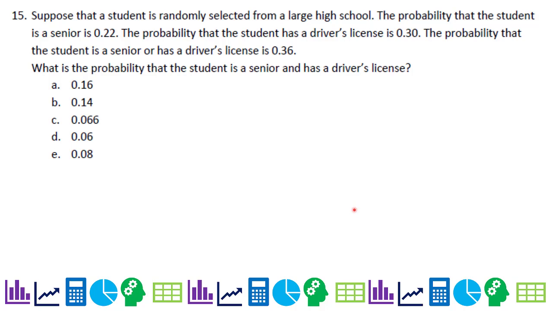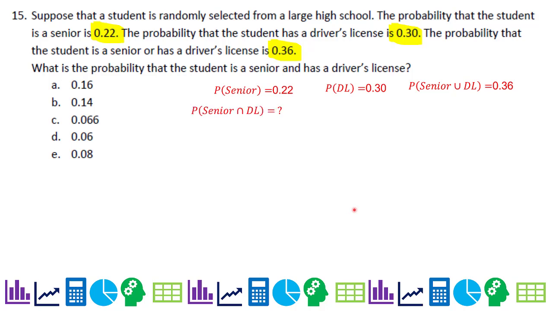Question 15. Suppose that a student is randomly selected from a large high school. The probability that the student is a senior is 0.22. The probability the student has a driver's license is 0.30. So let me do that. Probability of senior is 0.22. Driver's license is 0.3. And then they say the probability is a senior or has a driver's license is 0.36, which is right there. Okay. So what I'm going to do is, and they want to know what is the probability of senior and driver's license. So this is from your formula chart, which you're allowed to use on the test.